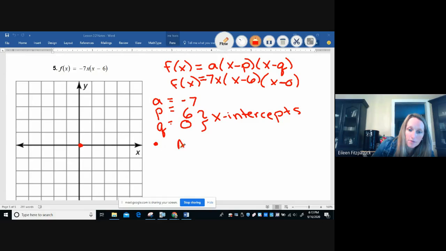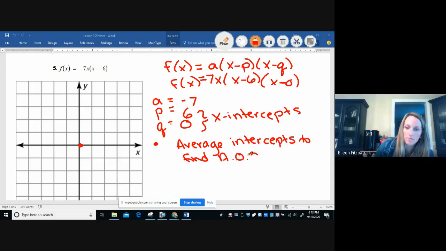So I'm going to say average intercepts to find the axis of symmetry. If you take the intercepts, 6 plus 0, and you average them, meaning add and divide by 2, just like if you average 2 test grades, you add and divide by 2, you have 6 over 2, which equals 3. So we just determined that your axis of symmetry is x is equal to 3.